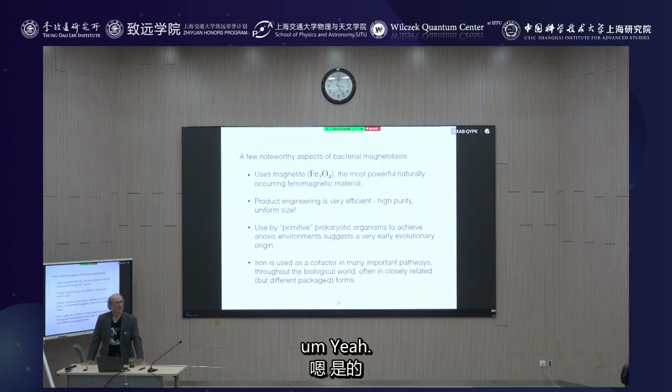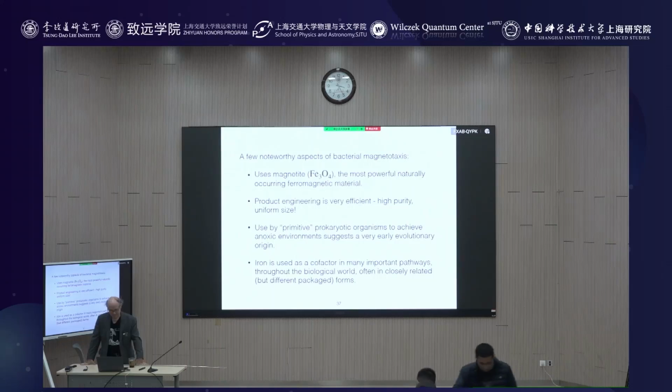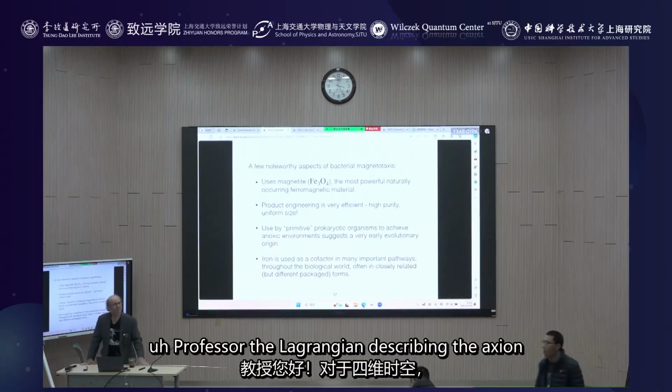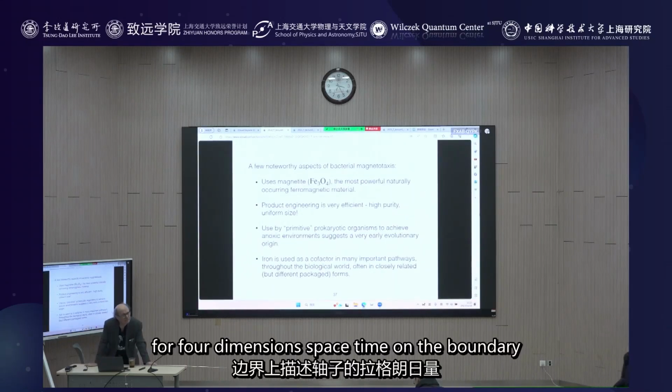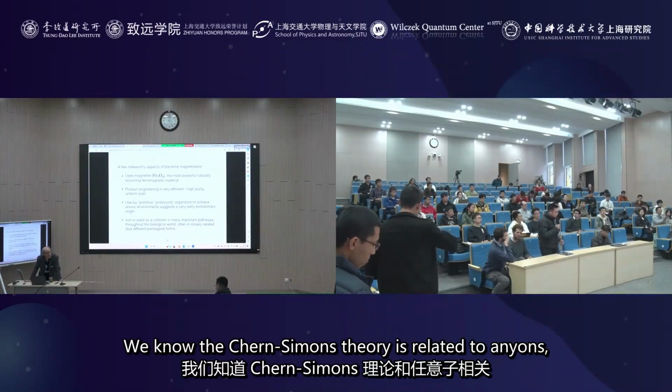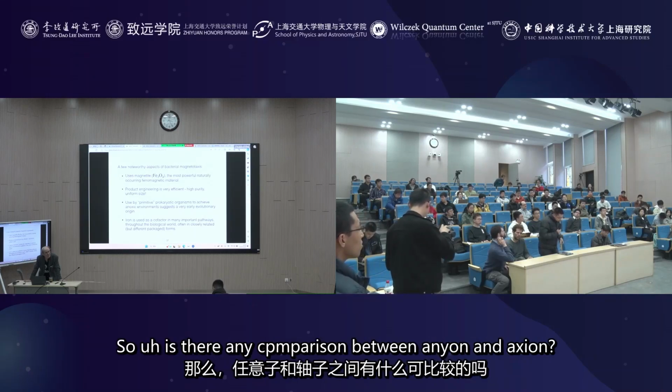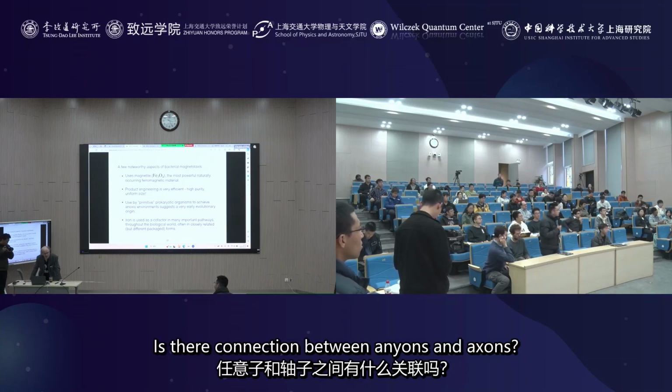Any questions? Professor, the Lagrangian describing the axion for four-dimensional space-time on the boundary is the Chern-Simons theory. We know the Chern-Simons theory is related to anyons. So is there any connection between anyons and axions?